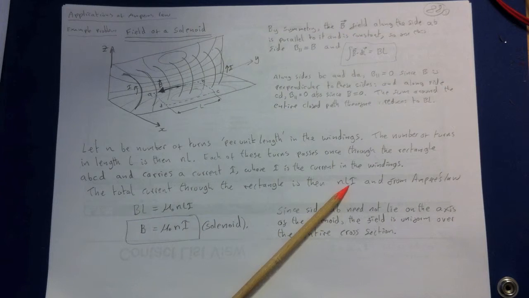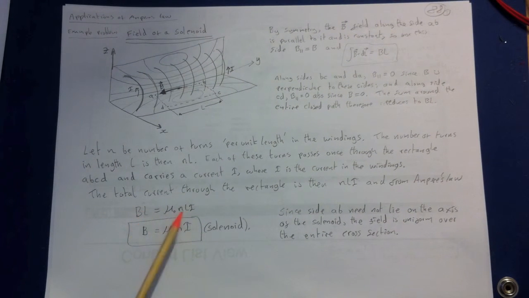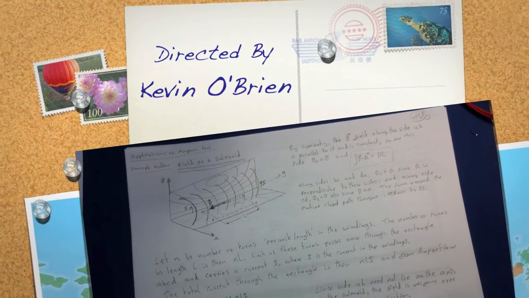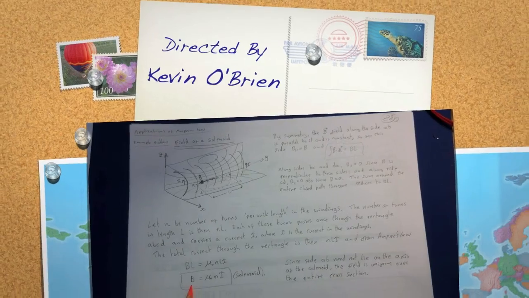and from Ampere's law we know that BL equals mu naught NLI. Cancel out the L's, divide through by L, and you just end up with B equals mu naught N, which is the number of turns per unit length, times I. So that's it. Now when you've got a solenoid and you know how many turns per unit length it has and the current going through, then you can work out the magnetic field vector B.